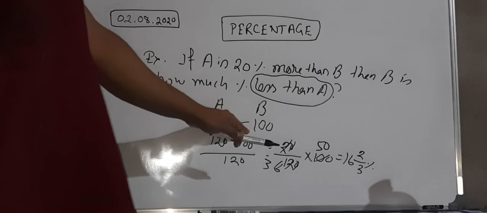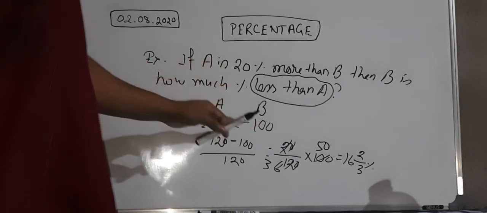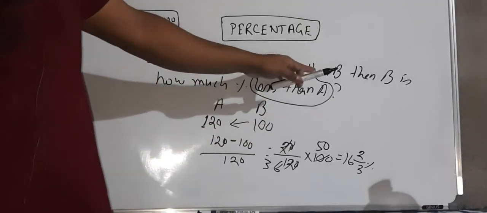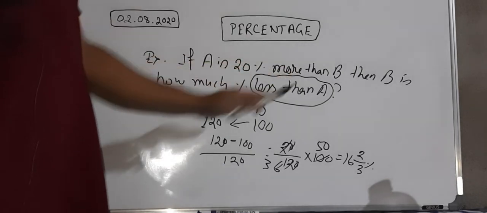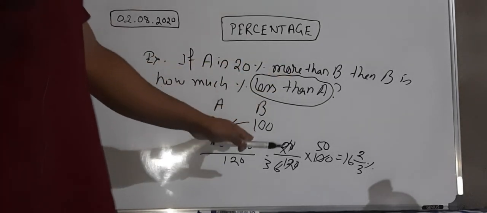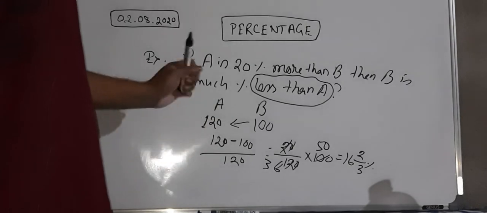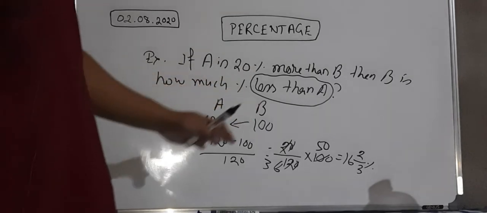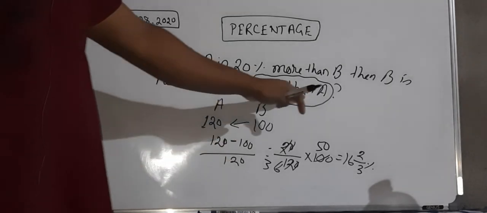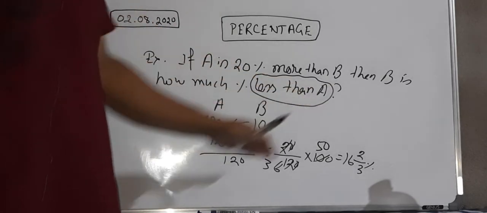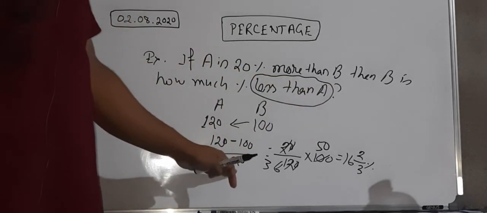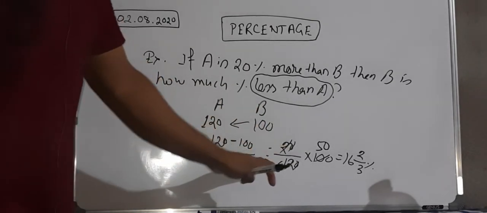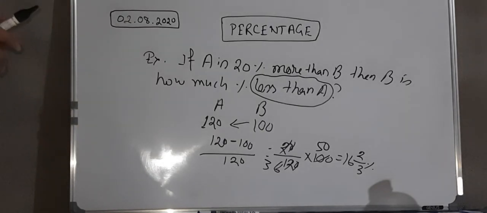So all you have to do here is just assume B is 100. Now A is 20% more than B. So if B is 100, then the value of A is 120. Right. Now as we have to find our answer with respect to A, so just write 120 and find the difference. 120 minus 100 is 20, 20 by 120 into 100, so finally 50 by 3 or 16 2 by 3 is our answer.